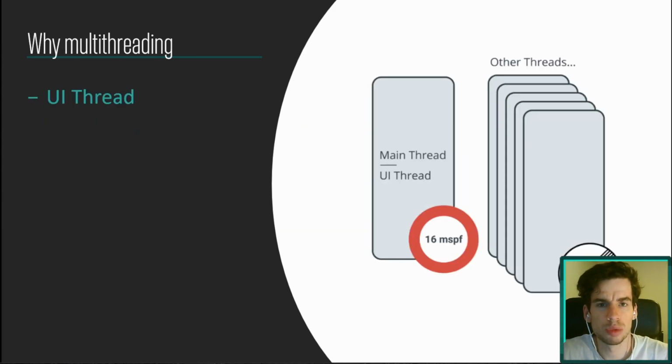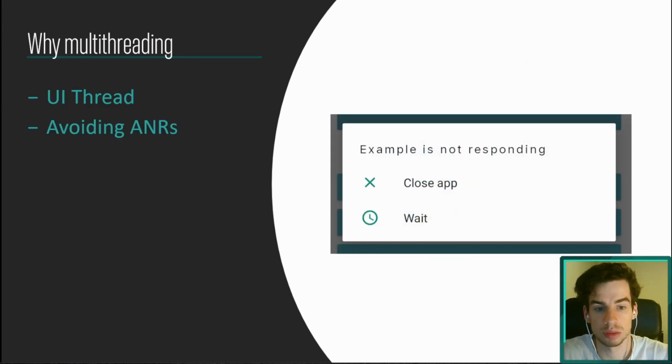So then, why would we want to multi-thread in the first place? When we look at Android, there's a main thread, namely the UI thread. And this thread has to update the user interface every 16 milliseconds in order for the app to be responsive, or to have a smooth appearance. If it can't update the user interface every 16 milliseconds, we will either get a very laggy app, or if it's very slow, we will get an Android not responding message like this one.